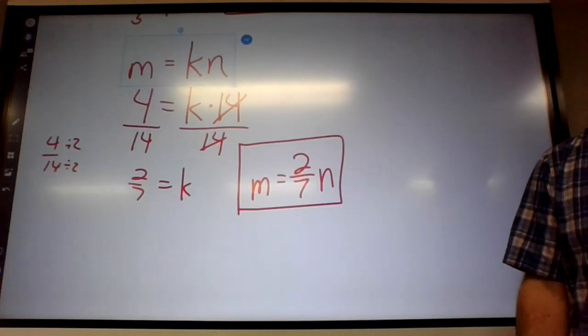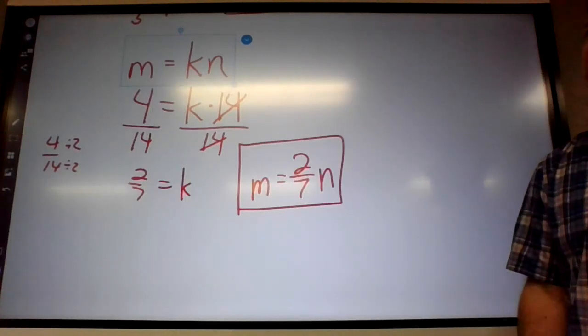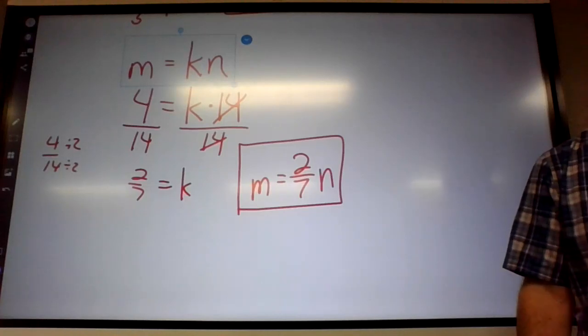We're using the direct variation formula. We're plugging in the numbers they give us and figuring out what K is.